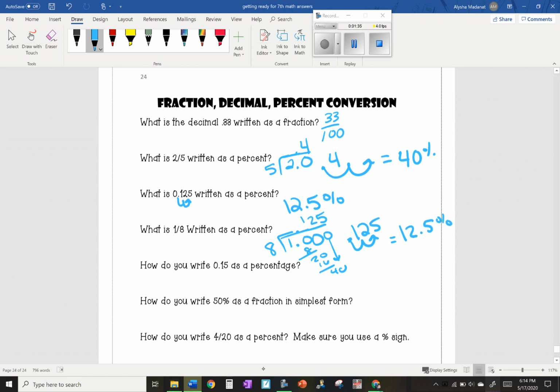How do you write 15 hundredths as a percent? You move it 2 places to the right, so this is going to be 15%.